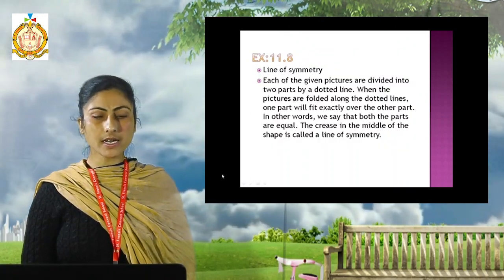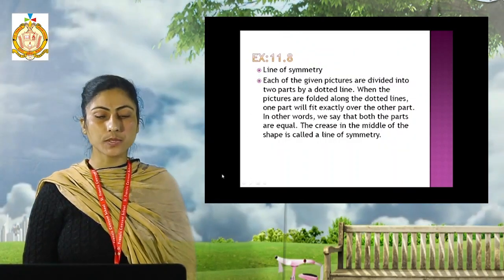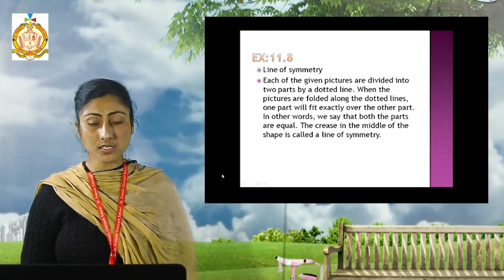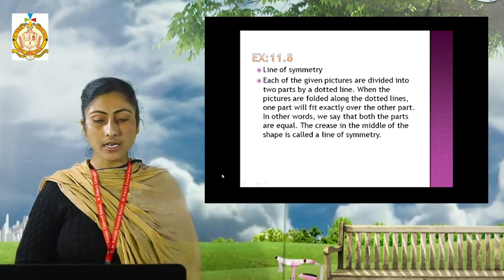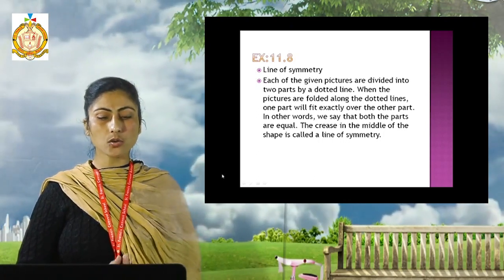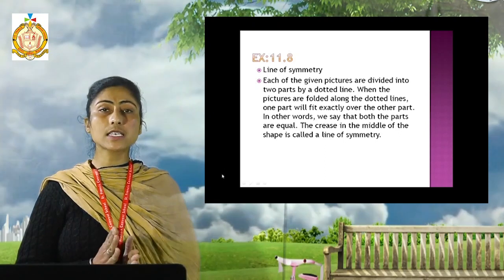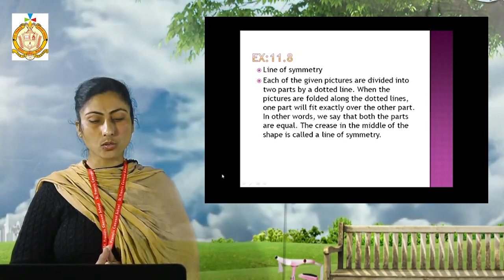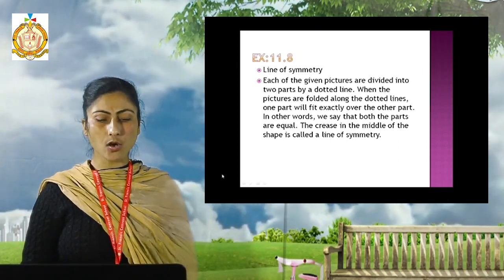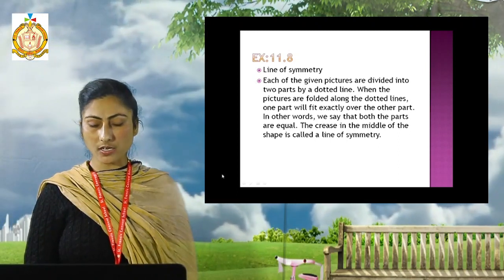Next, the 11.8 exercise, which is based on the line of symmetry. Students, each of the given figures is divided into two parts by a dotted line. When the pictures are folded along the dotted line, one part will exactly fit over the other part. We can say both the parts are equal. So the crease in the middle of the shape is called the line of symmetry.